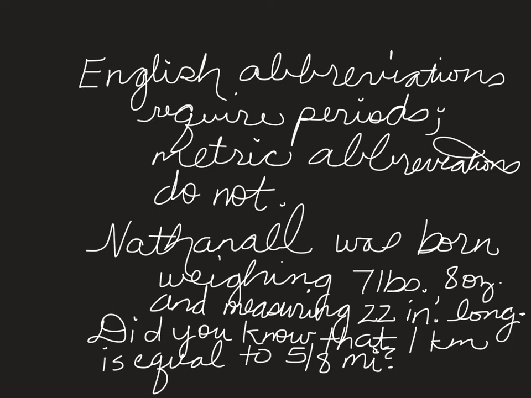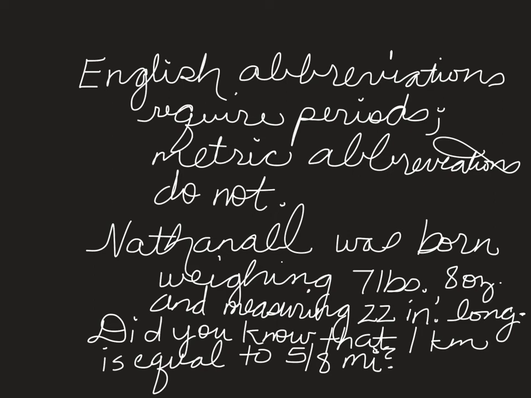All right, here are examples. Nathaniel, that's my baby, was born weighing 7 lbs., 8 oz., and measuring 22 in. long. All right, so all of those pounds, ounces, and inch abbreviations get periods.